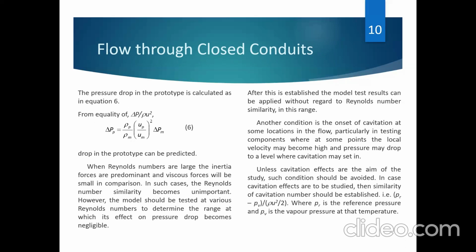Another condition is the onset of cavitation at some location in the flow, particularly in testing components where at some points the local velocity may become high and pressure may drop to a level where cavitation may set in. Unless cavitation effects are the aim of the study, such conditions should be avoided. In case cavitation effects are to be studied, then similarity of cavitation number should be established. That is P_R minus P_B over rho U squared over 2, where P_R is the reference pressure and P_B is the vapor pressure at that temperature.